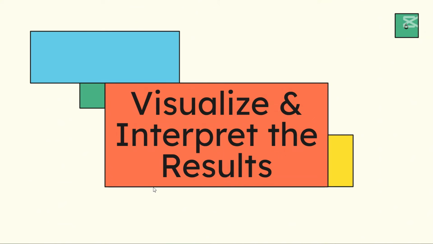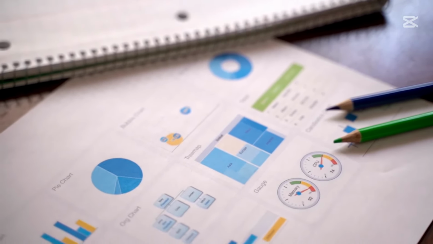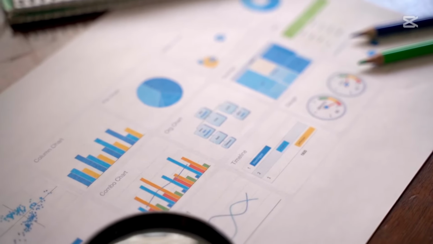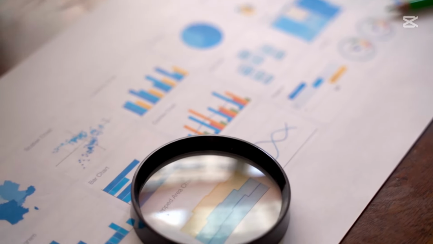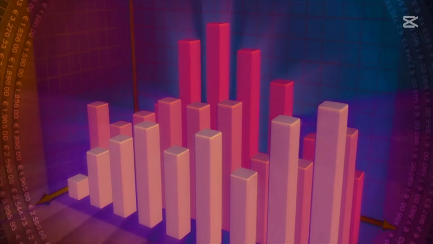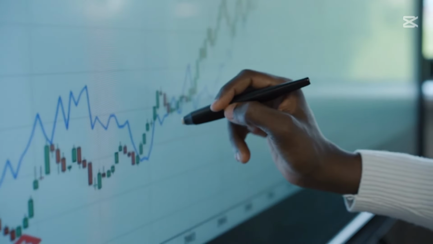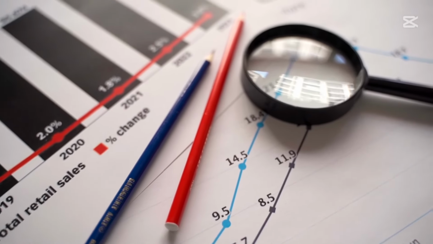Now that you've analyzed the data, the next step is to visualize and interpret the results. Visualization helps turn complex data into clear and compelling insights that are easy to understand. And you might use tools like Tableau, Power BI, or Python libraries like Matplotlib or Seaborn to create charts and graphs and dashboards. The key here is to choose visuals that best represent your findings. For instance, if you're showing trends over time, a line chart might be ideal. And if you're doing things like comparisons, a bar chart works well.